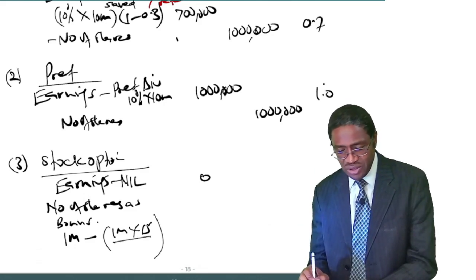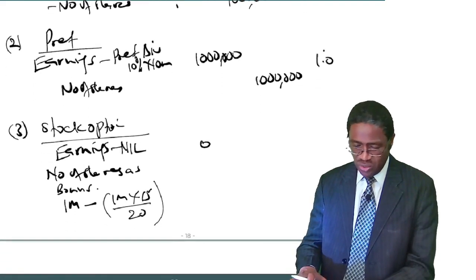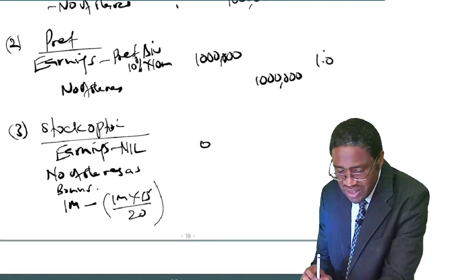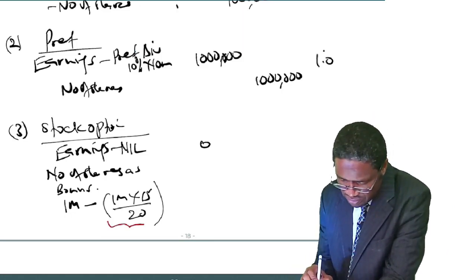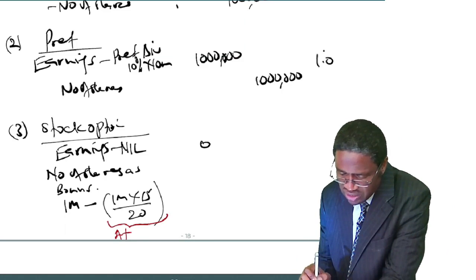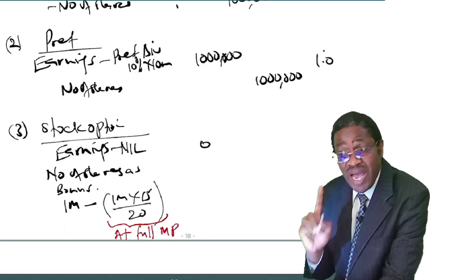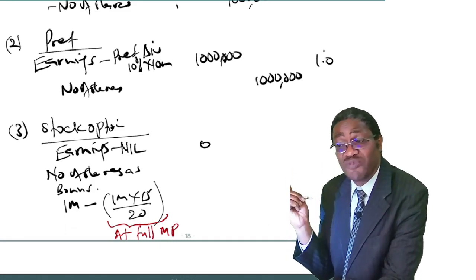Divide that 15 million by the 20 shillings, whatever it will give. So we are now saying that whatever is in the bracket is obviously at full market price, because they will buy 1 million shares at 15 shillings. They will give us 15 million.